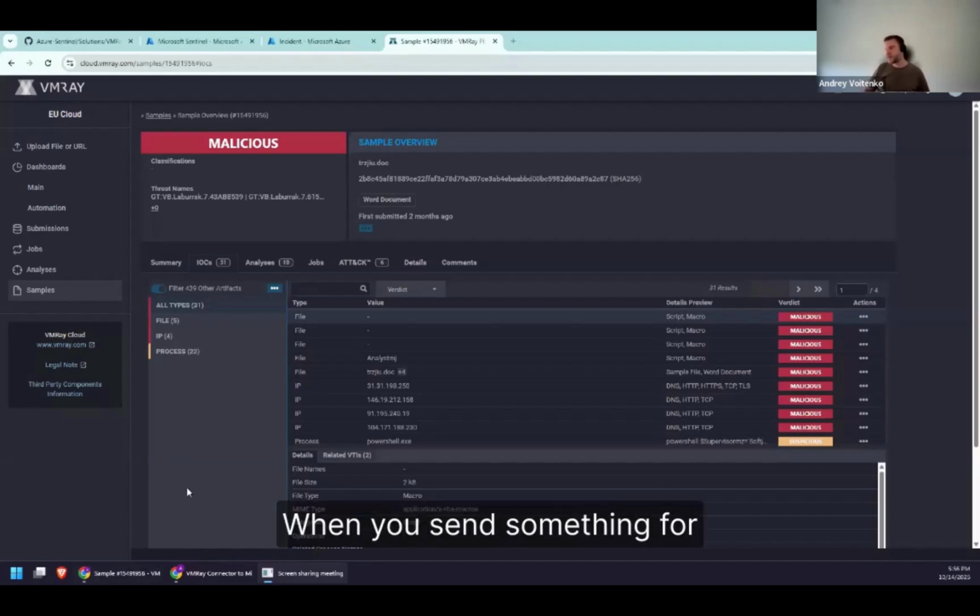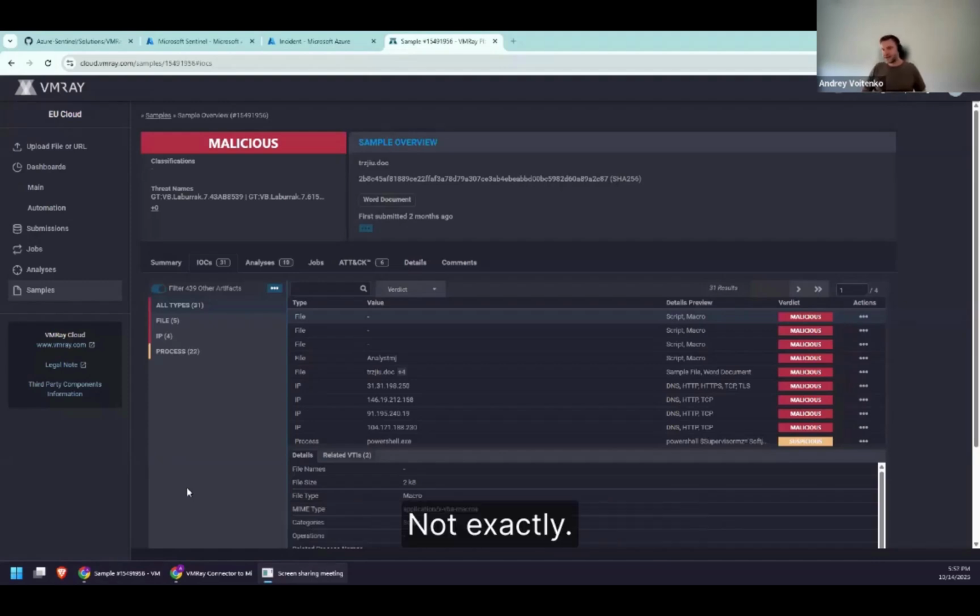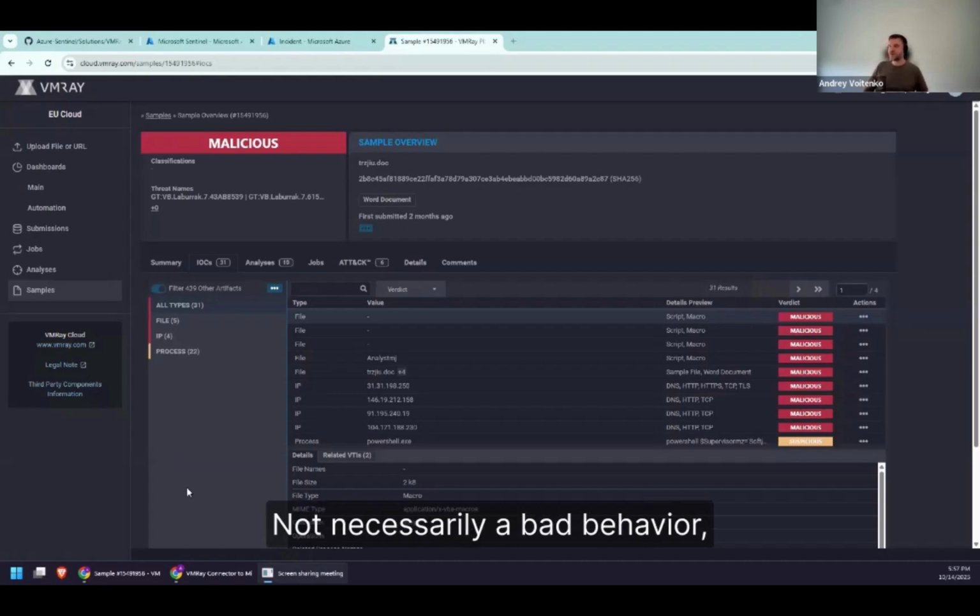The point is this: when you send something for detonation, and you have a goal not just to study the behavior of the sample, but also to produce intel based on that, to get reliable IOCs, you pretty often face the fact that a typical sandbox is designed to detect something bad, not necessarily to produce reliable IOCs. What a sandbox usually produces and calls an IOC is something that has changed within the system, or some behavior that was observed in the system during the sample execution. Not necessarily a bad behavior, just a behavior.